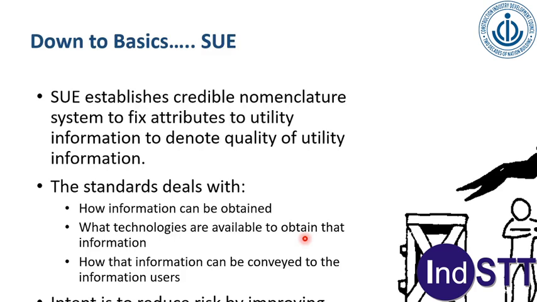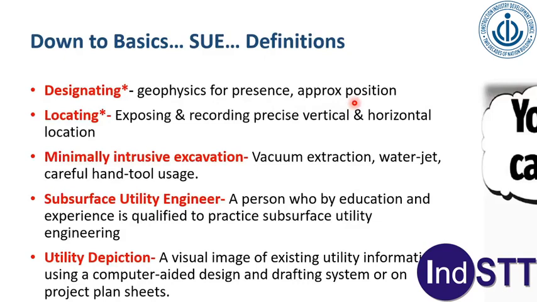There are certain definitions which are slightly different from what we generally understand. Designating is the use of geophysics for presence and approximate position. Locating is exposing and recording precise vertical and horizontal location. There are so many practitioners who use the word locating for finding underground utilities using GPR or induction locators. In terms of SUE, that is not locating, that is designating. Locating is only when we expose it.